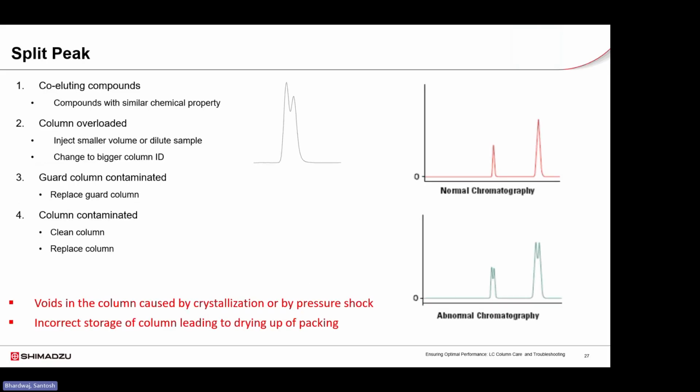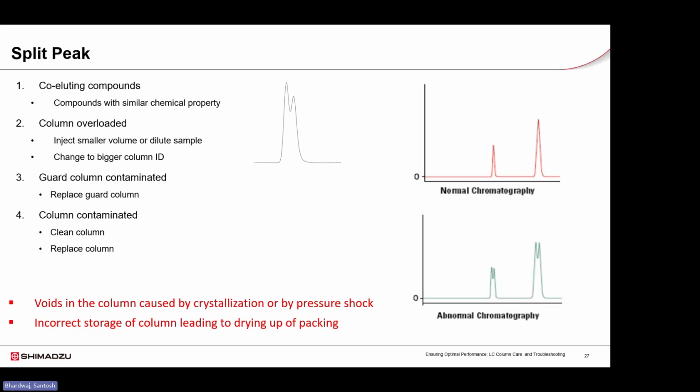Peak splitting in HPLC usually points to a problem with the column or how the sample was loaded. The most common cause is coelution, where similar compounds are not fully separated. Another frequent cause is column overloading due to a high injection volume or high sample concentration. This can often be corrected by reducing the injection volume or diluting the sample. A contaminated guard column can also disturb the flow and lead to peak splitting. In many cases, simply replacing the guard column resolves the issue.